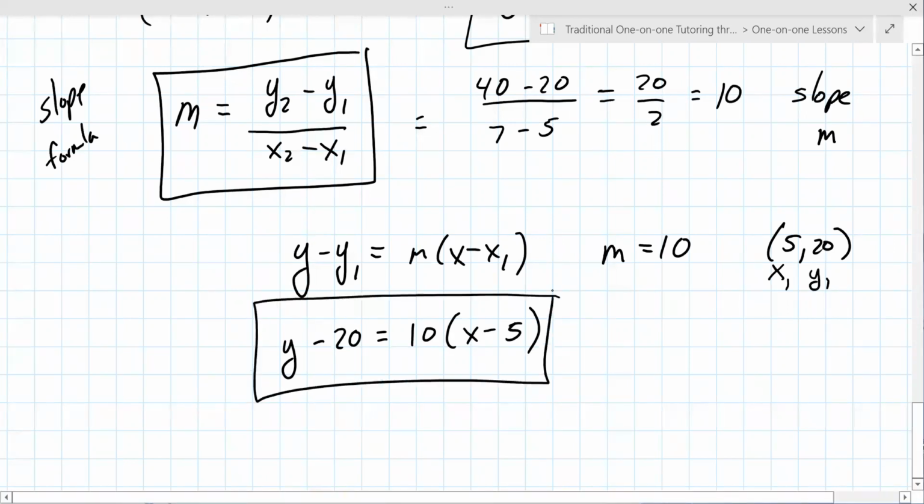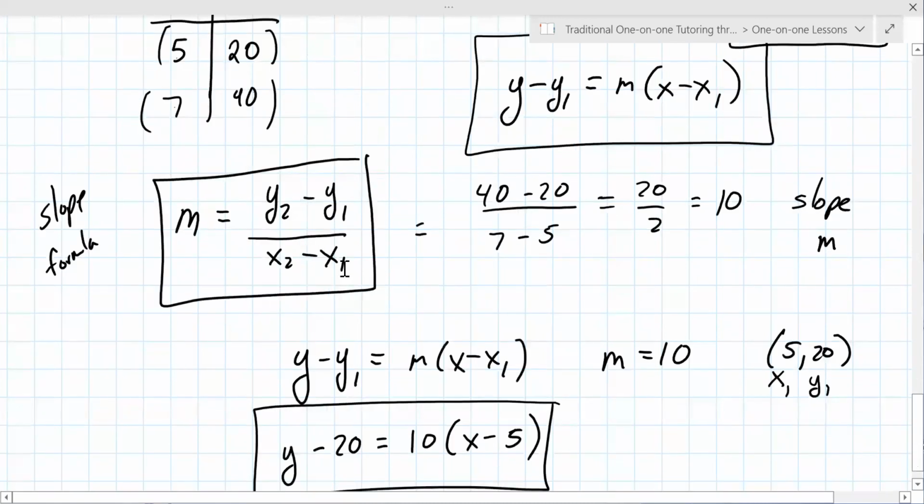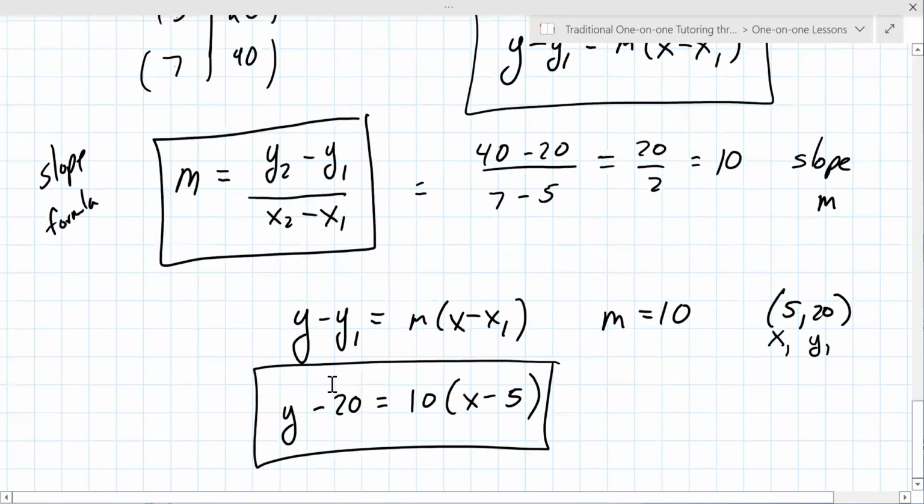All right. Okay, so let's just review the steps here. You're given this table. You use the table to find the slope. Then you pick a point. You say, I like the first one, or I like the second one. Doesn't matter. You pick a point and use the slope and that point to write the equation. Okay, that seems pretty clear.